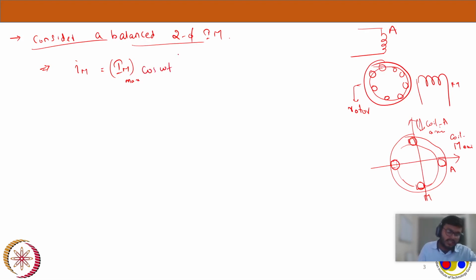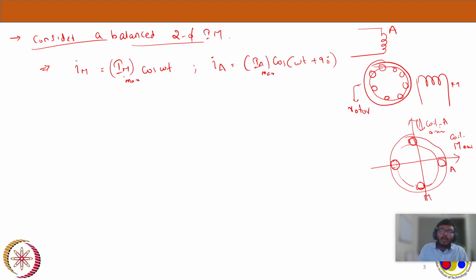This will be the instantaneous current flowing through the winding M, and the instantaneous current flowing through winding A will be ia equals Ia max cos(omega t plus 90 degrees), because these two windings are balanced and separated by an angle of 90 degrees in space. If it's a three-phase machine, we know that the three windings will be displaced at an angle of 120 degrees. Similarly, this is a two-phase machine, so they will be separated by 90 degrees.